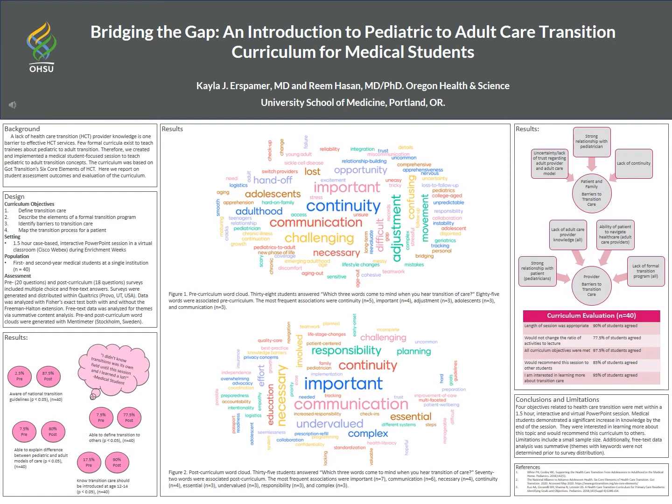Students were also able to identify the main barriers to transition care by the end of the session. Patient and family barriers included strong relationship with their pediatrician, lack of continuity, and lack of trust regarding adult providers and the adult care model. Provider barriers to transition care included strong relations with their patients, ability of the patient to navigate healthcare, lack of adult care providers' knowledge, and lack of formal transition programs.